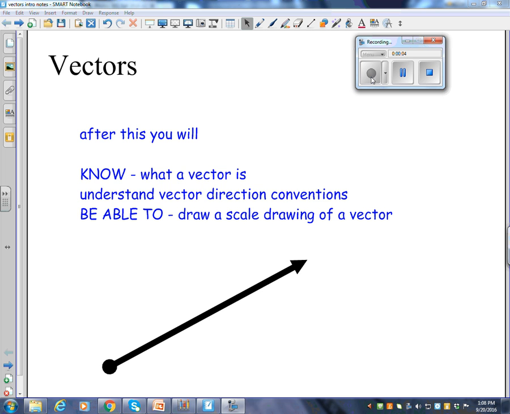What you're going to learn today is what a vector is. You'll understand the different vector direction conventions, and at the end of the day, you'll be able to draw a scale drawing of a vector. So, based on what you see on the screen, and what you maybe heard, what do you think a vector is?